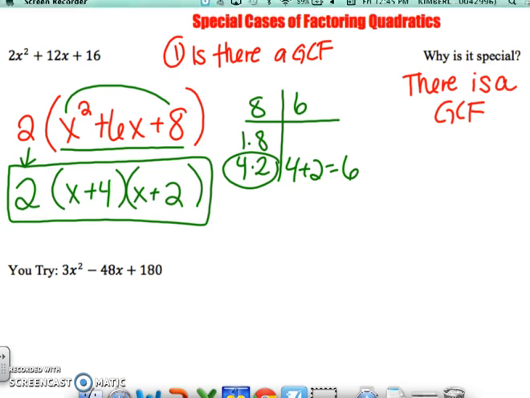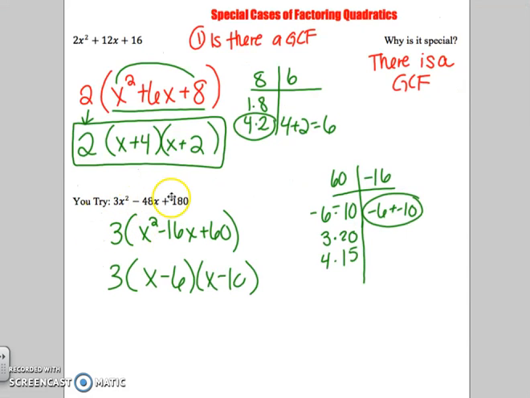Press pause. I noticed that a 3 could go into a 48 and a 180. So what I did was I factored out a 3. And so I divided to get this inside trinomial, and then I noticed my a was a 1, so I could do the t-chart. I noticed it was a shortcut way. So list all the multiples of 60, and you had to make them both negative, because to multiply to get a positive and add to get a negative, you've got to have both of your signs negative. So I saw negative 6 and negative 10 will get me to a negative 16. So again, since this was the shortcut, I can go ahead and put x minus 6 and x minus 10 in the parentheses. And just do not forget to drop down that outside GCF, okay?